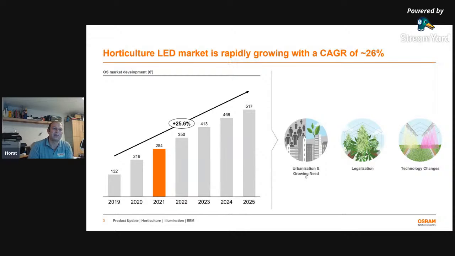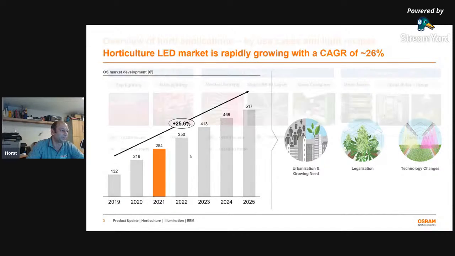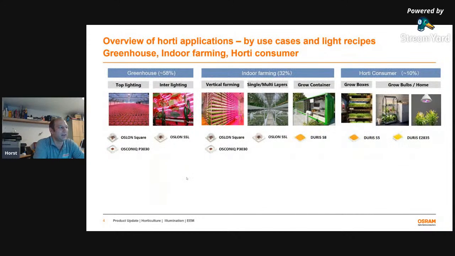And therefore we see now a technology change from the traditional one to the new modern technology, and this is also boosting this market. So where we are with the application, of course, the biggest portion is greenhouse. And greenhouse is basically the application where we have two types of lighting. The one is the top lighting and the other is the interlighting. And the top lighting is that one which is usually done in combination. So which means you have daylight and you supplement the daylight with the artificial light.